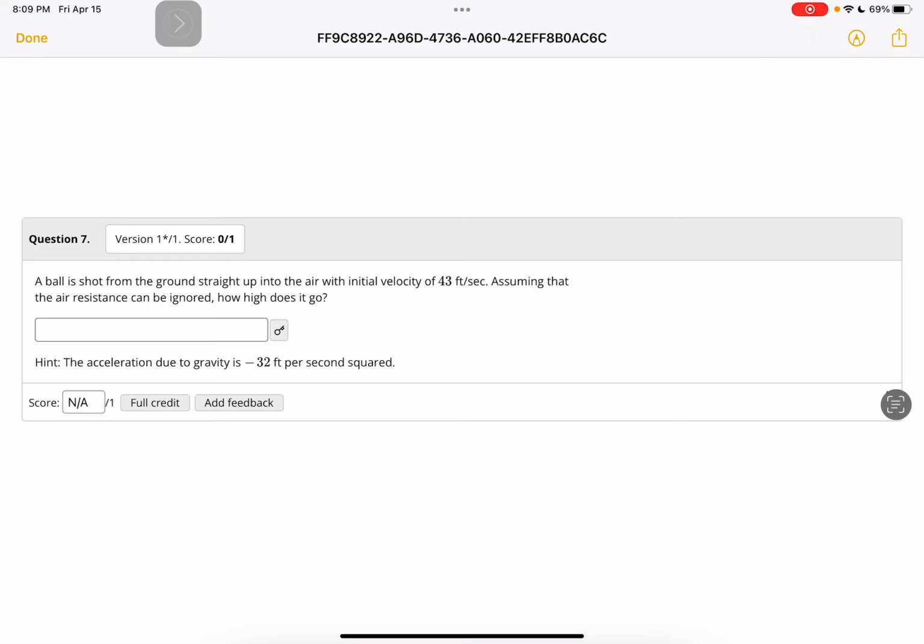Here for this one, it says a ball is shot. This is number 7 from Antiderivatives. A ball is shot from the ground straight up into the air with initial velocity of 43 feet per second. Assuming that the air resistance can be ignored, how high does it go? So we have a couple of things to do.